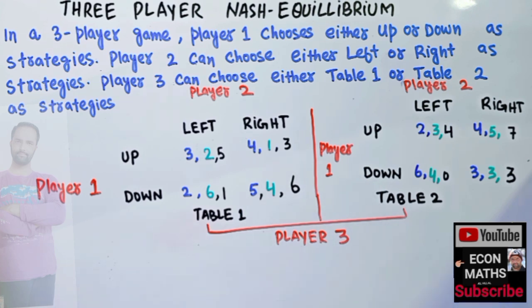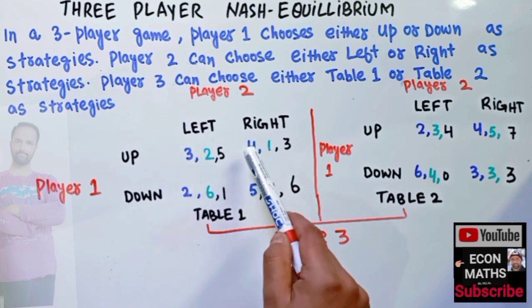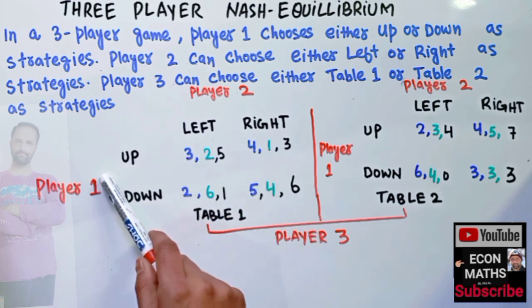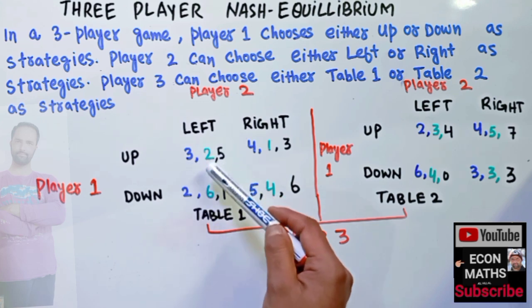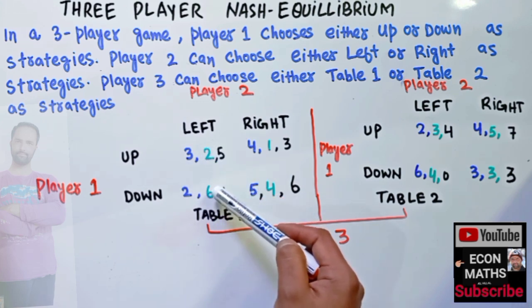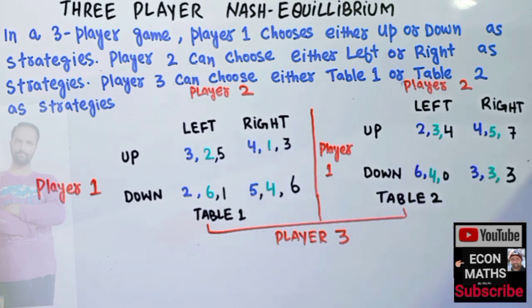Now here you can see the first numbers in each cell denote the payoff of player 1. The second number, which is shown in green color, is the payoff of player 2, and the black ones are the payoffs of player 3. Now let us see how to solve this game when we have three players.